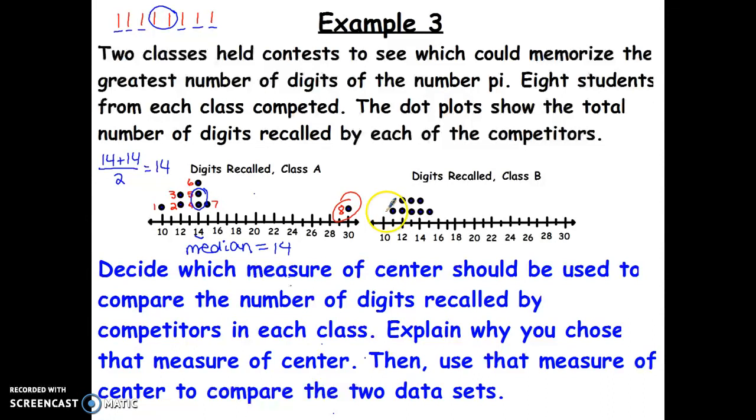Let's take a look at class B. 1, 2, 3, 4, 5, 6, 7, 8. Again, we know that we're looking for data points 4 and 5, and that is right here. And they both happen to be at 13. So 13 plus 13 divided by 2 equals 13. So the median equals 13. So now we know our median, so now we can compare. Let's go ahead to our other slide so that we can do our comparison.